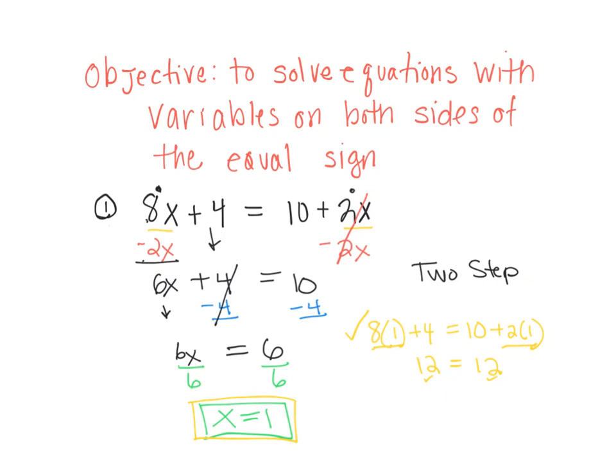Now let's look at the next problem. Our next problem is 2x minus 5 equals 4x minus 1. Now, depending on how you were taught, I know some people were always taught you move the variable on the right to the left, or you can move the smaller variable to the larger variable. It is totally your call.